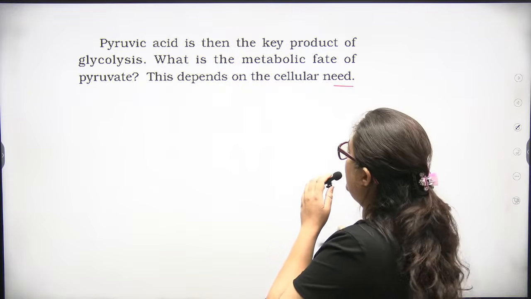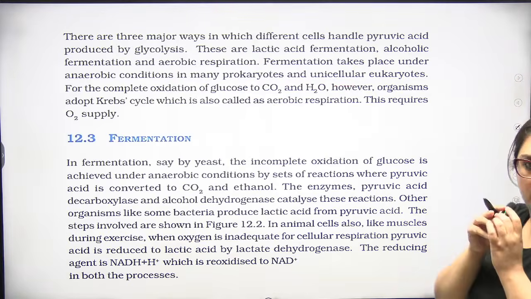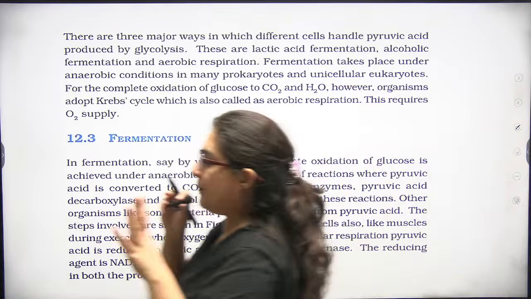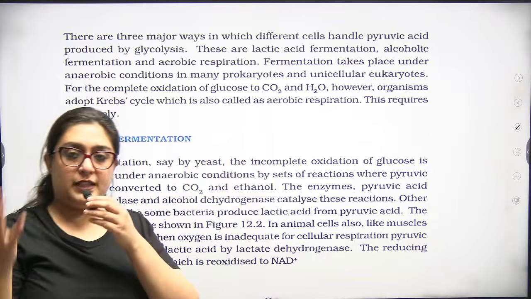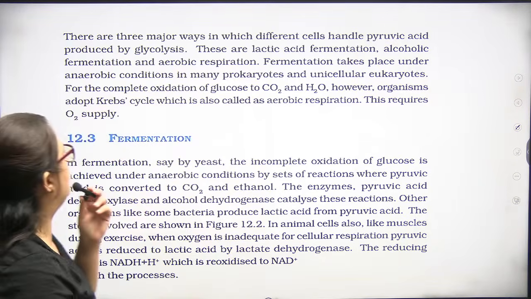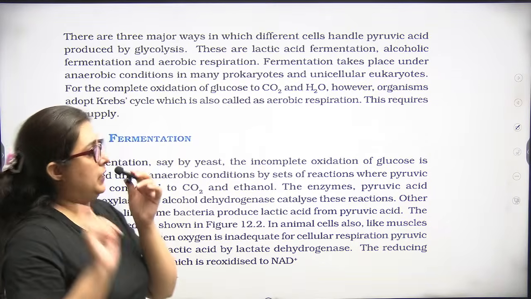What is the metabolic fate of pyruvate? This depends on cellular need. So there are three major ways in which different cells carry out this procedure: lactic acid formation, alcoholic fermentation, and aerobic respiration.